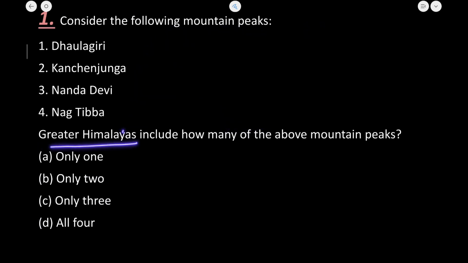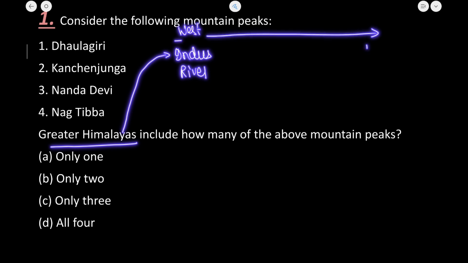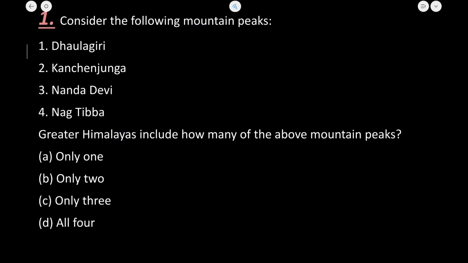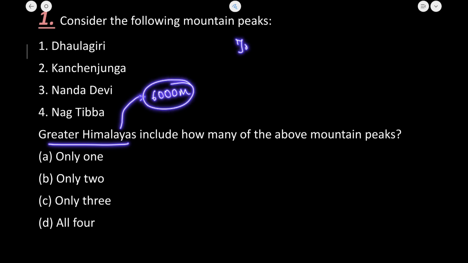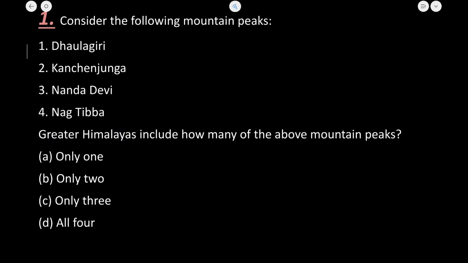Okay, so this greater Himalayan region extends from the Indus River in the west to Arunachal Pradesh, that is Brahmaputra river in the east. Okay, these ranges lie in this area. Okay, now the average height of the mountains in the greater Himalayan region is around 6,000 meters, and those which lie around Trans Himalayas, the average height is around 8,000 meters. Okay, now if I talk about the hills, then let's see.